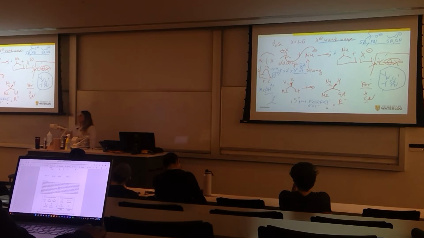And this is for polar protic solvents. For aprotic solvents, because in aprotic solvents the stabilization of negative charge is much worse, you will have the same logic as in bases. Your fluoride will be a stronger nucleophile than iodide.